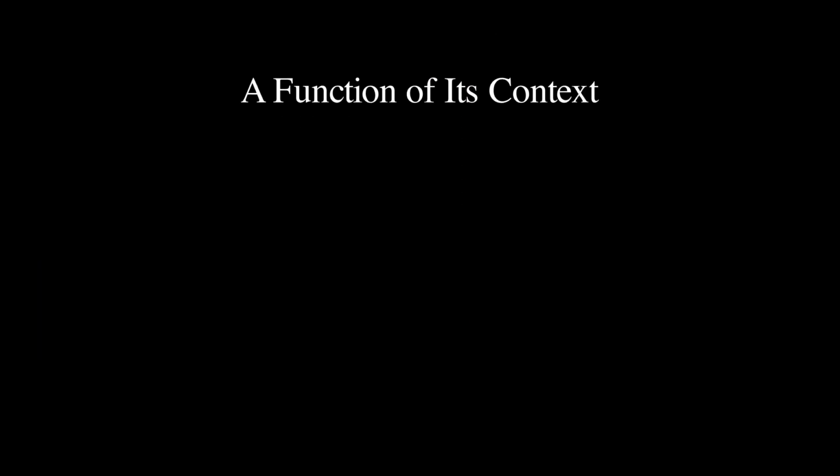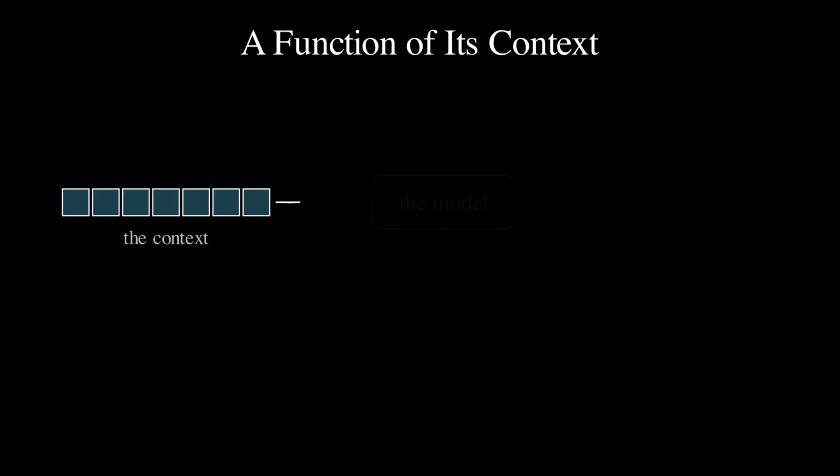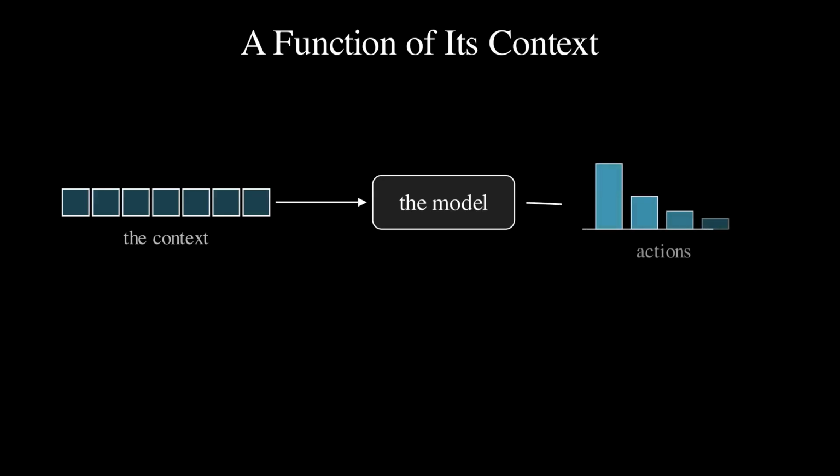Start with the cleanest way to see the model. Call the set of tokens it reads and emits its vocabulary. The model is a function. It takes a finite token sequence, the context, and returns a probability distribution over possible actions, tool calls, and text responses. The context determines that distribution completely.